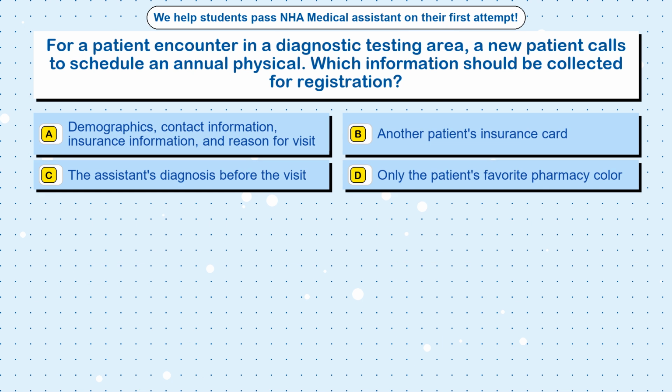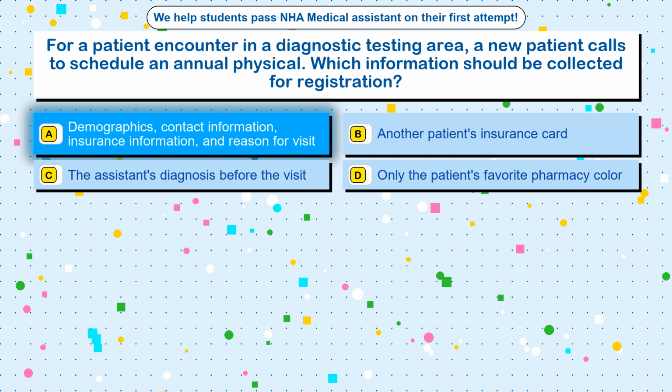Question 69. For a patient encounter in a diagnostic testing area, a new patient calls to schedule an annual physical. Which information should be collected for registration? Option A. Demographics, contact information, insurance information, and reason for visit. Option B. Another patient's insurance card. Option C. The assistant's diagnosis before the visit. Option D. Only the patient's favorite pharmacy color.